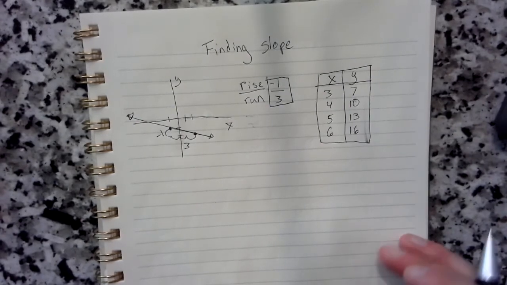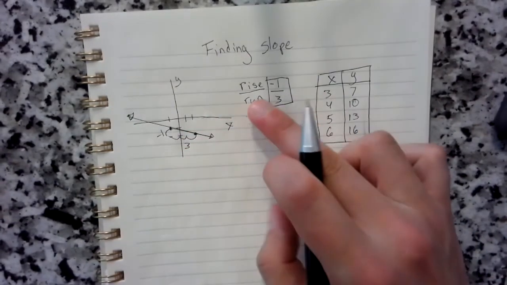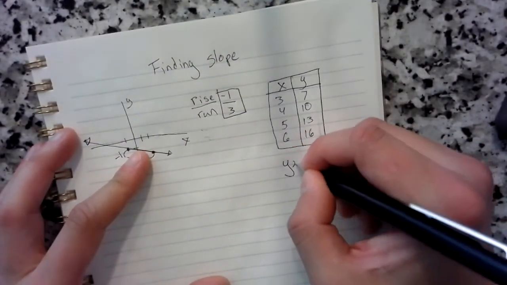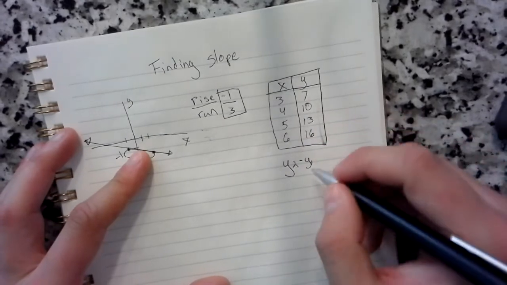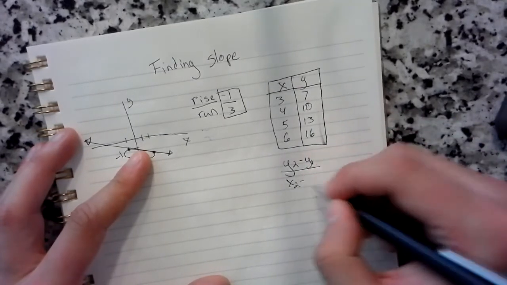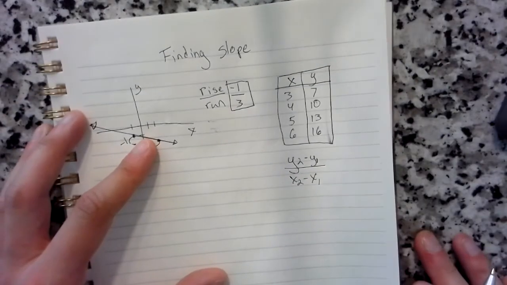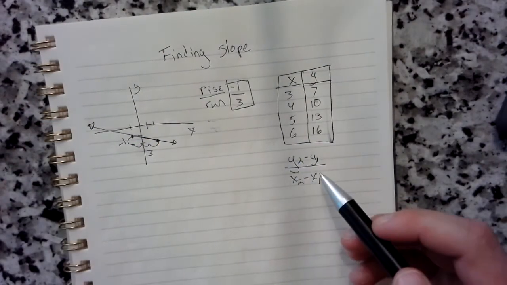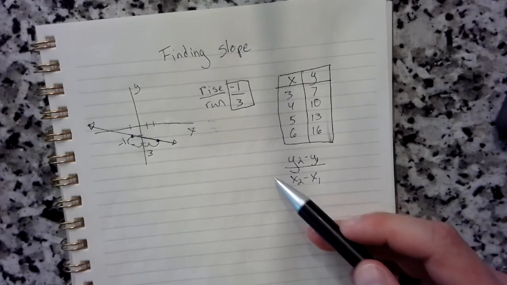Okay, so that's how we do it if it's a graph. Remember, rise over run. If it is in a table, a lot of times we can do this on a calculator, but you probably don't have a graphing calculator at home. I know I don't. So we're going to remember this formula. y2 minus y1 over x2 minus x1.